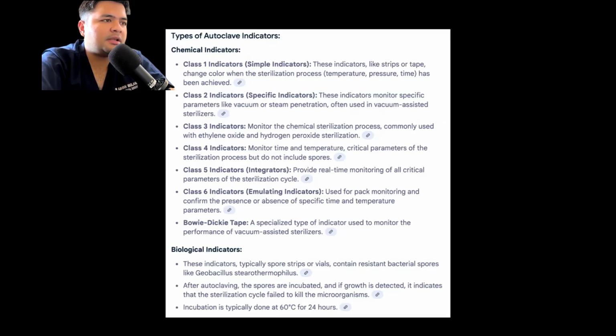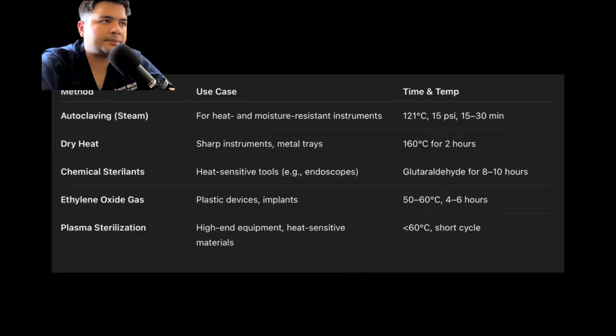Biological indicators, typically spore strips or vials, contain resistant bacterial spores like Geobacillus stearothermophilus. After autoclaving, the spores are incubated, and if growth is detected, it indicates that the sterilization cycle failed to kill the microorganisms. Incubation is typically done at 60 degrees Celsius for 24 hours.